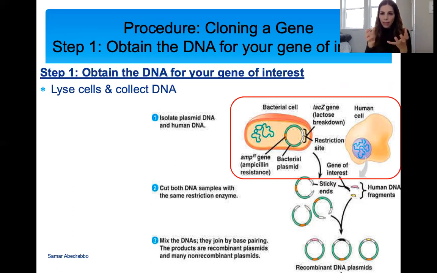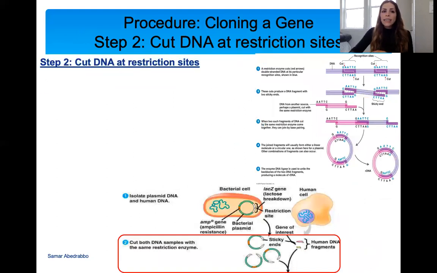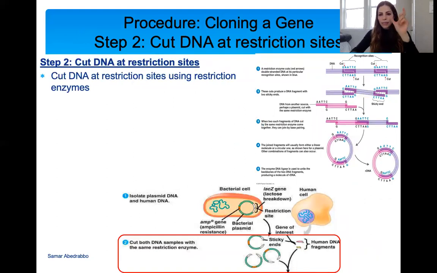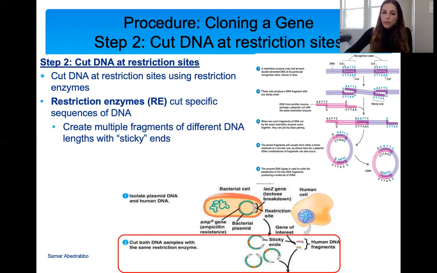You're going to lyse them because you want to get to the DNA, and you're going to get the DNA. And you're going to cut the DNA at specific restriction sites. The reason you do this is you want to cut the DNA so that it can match your plasmid or vector and they can complementary bind to each other. You use restriction enzymes to cut the sequences of DNA, and you create these ends called sticky ends, and they're complementary to each other because you use the same restriction enzymes.